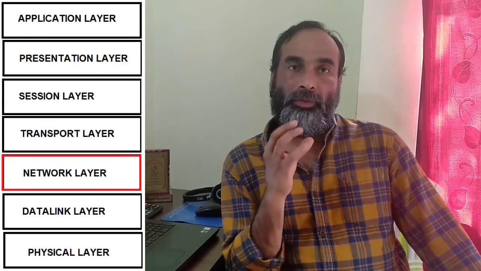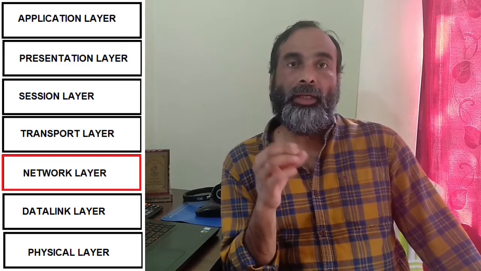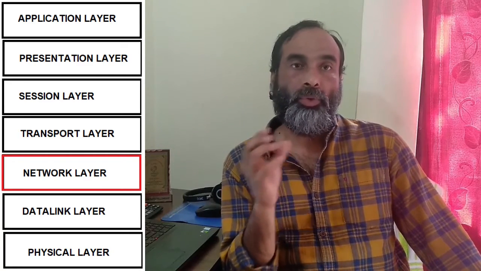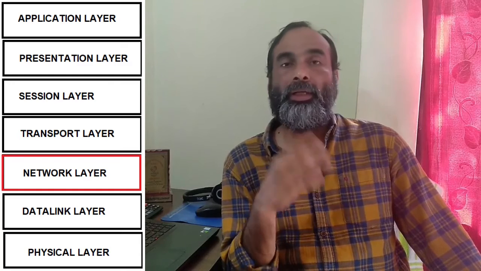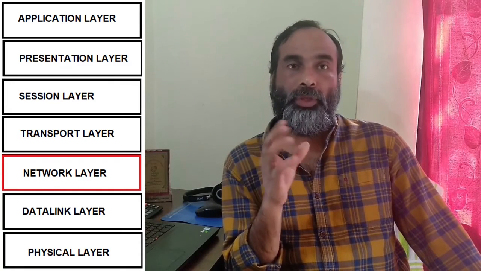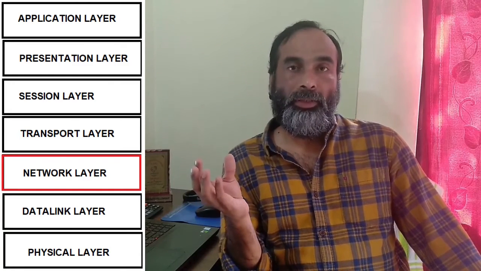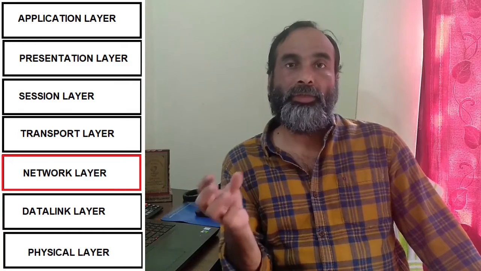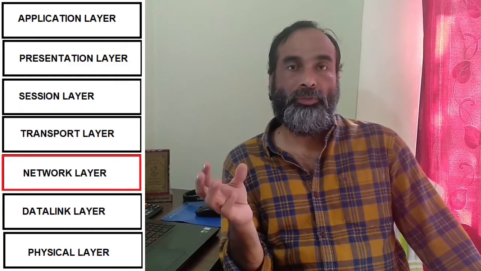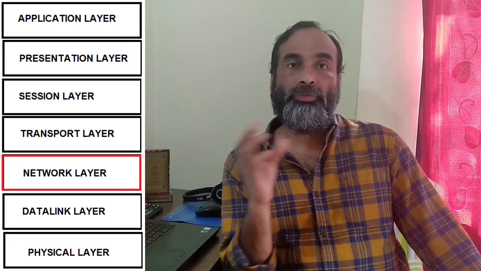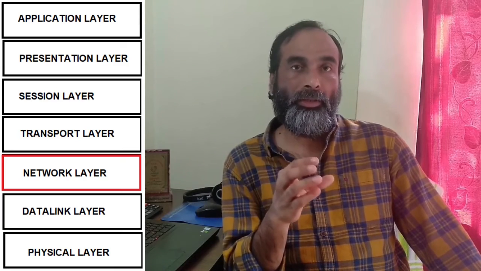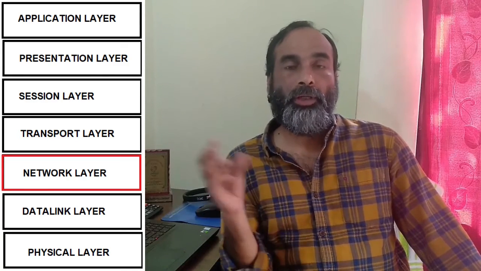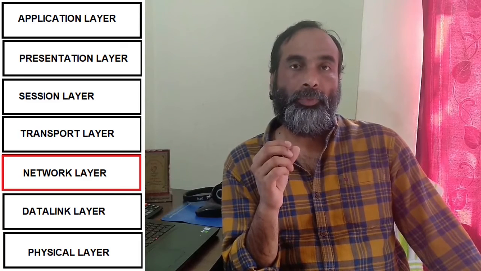Just like that, when you send data from one computer to another computer, this computer has an IP address, and this receiver also has an IP address. Using this IP address, the data is sent from the sender to the receiver. So this is the duty of the network layer, where the data is sent from one computer to another computer.